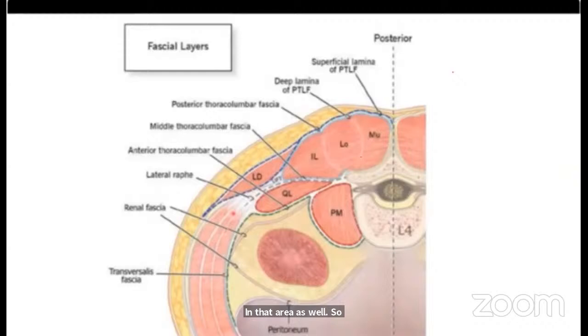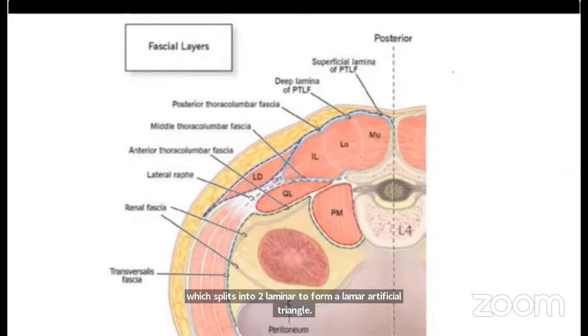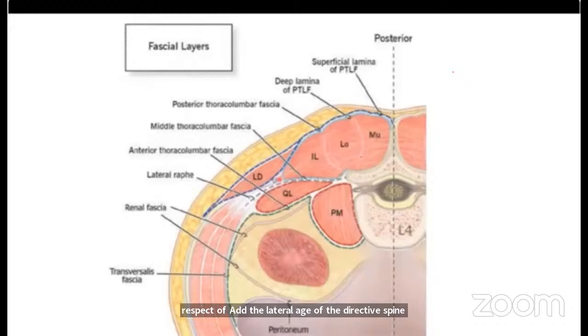the internal oblique and the transversus abdominis muscle have become aponeurotic to form a lateral raphe, which splits into two laminae to form the lumbar interfascial triangle. And the drug has to be deposited on the posterior aspect of quadratus lumborum at the lateral edge of the erector spinae. Some amount of drug is also allowed to go in the posteromedial direction.